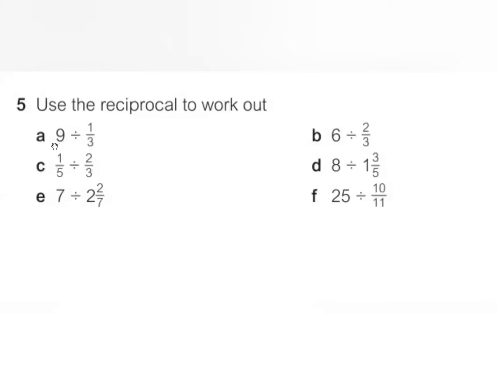It means you keep the first number or the first fraction, and then you change the dividing into multiplying, and then you flip the fraction after the division sign. How do you do this? Let's take a look at A, for example. Here, we're going to work out A, and then we will talk about the rest.